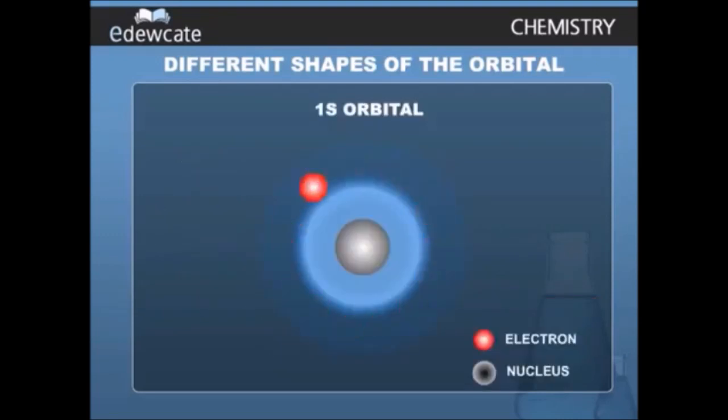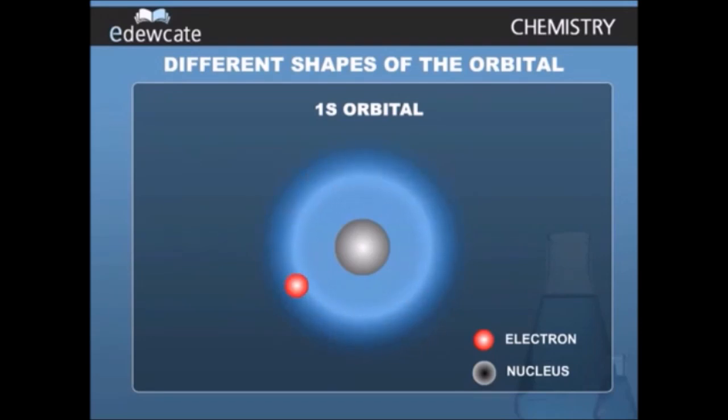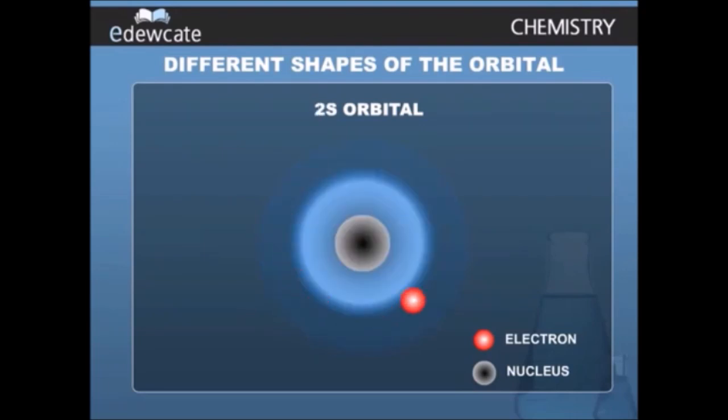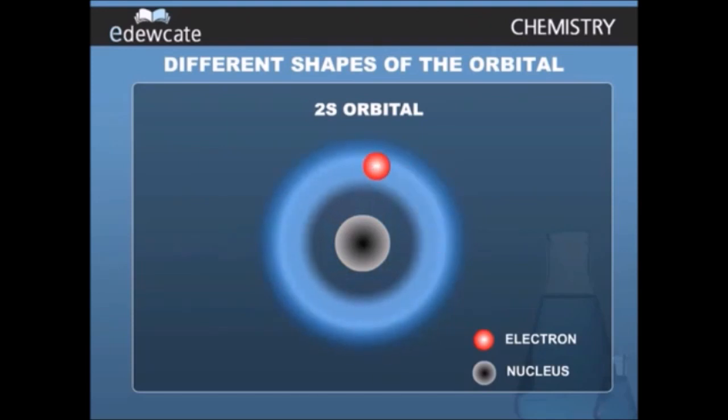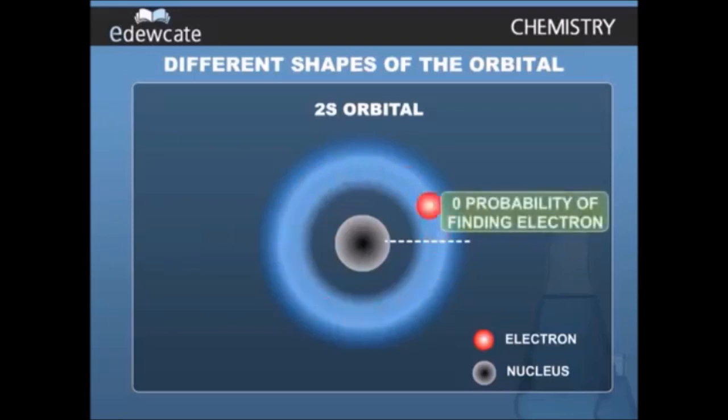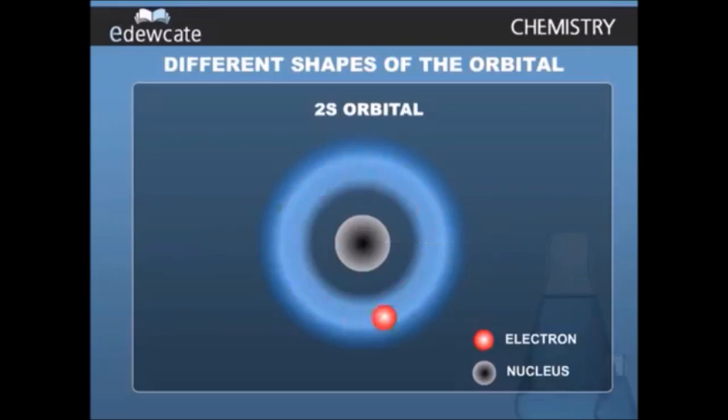It may be noted that for 1s orbital, the probability density is maximum at the nucleus, and it decreases sharply as we move away from it. On the other hand, for 2s orbital, the probability density first decreases sharply to 0 and again starts increasing. After reaching a small maxima, it decreases again and approaches 0 as the value of r increases further.